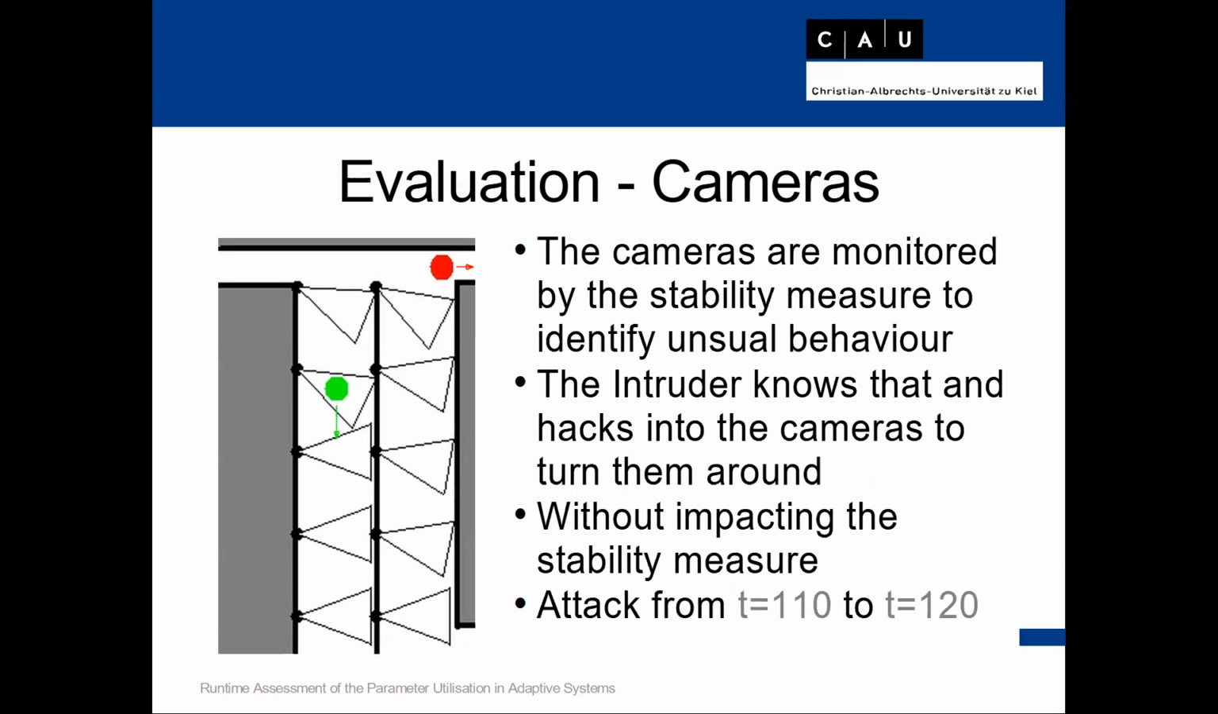The cameras are monitored by a system which uses the stability measure to identify unusual behavior. And the intruder is an insider. The intruder knows that this is used and then hacks into the cameras to turn them away from his path. And he's smart enough to manipulate the cameras in such a way that that does not impact the calculation of the stability measure. And this attack in the simulation happens from t equals 110 to 120.